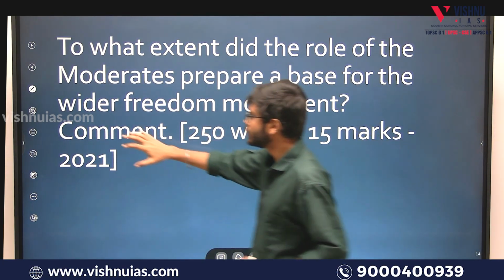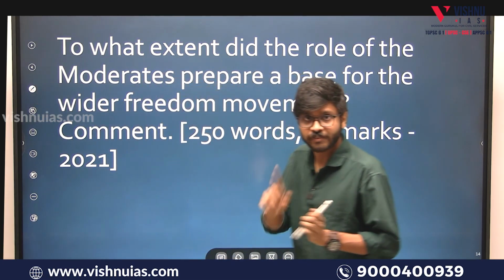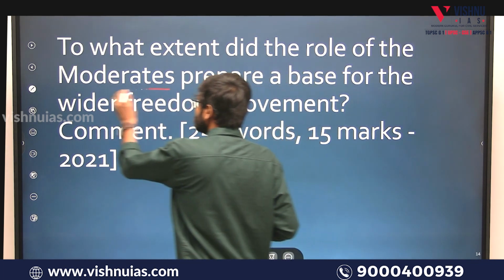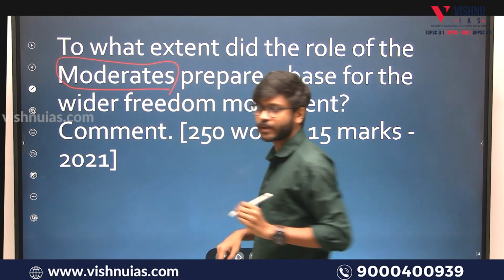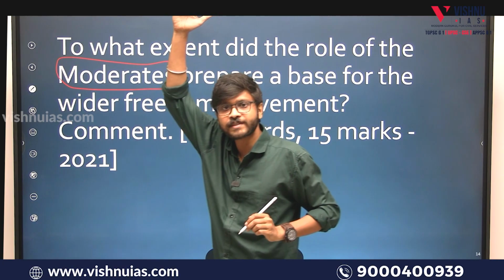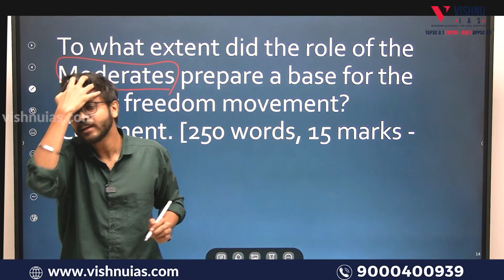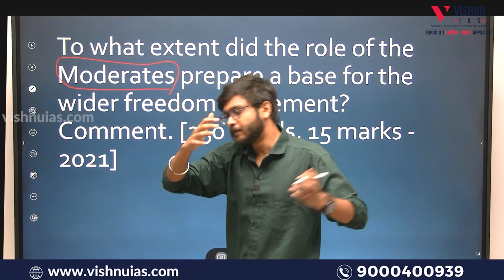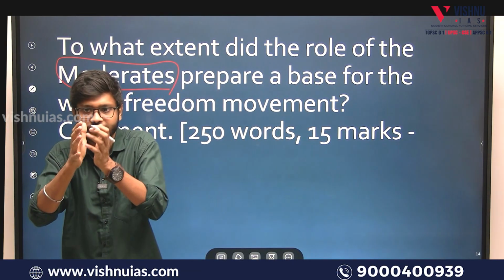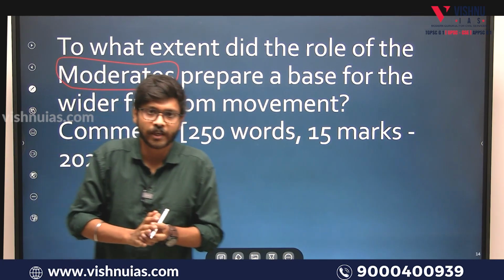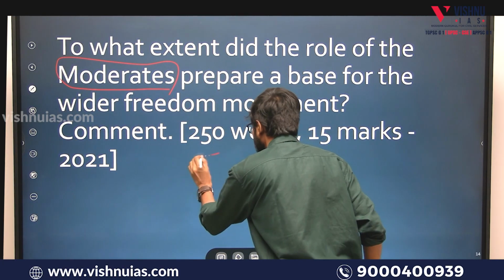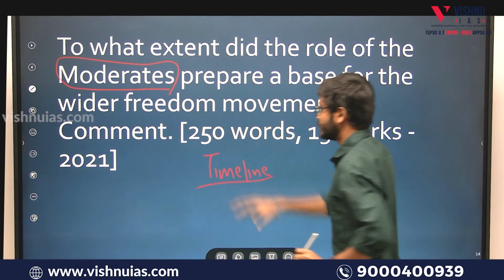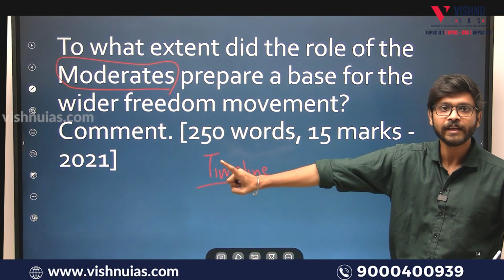So how do we analyze this question? First we have to understand what the topic is. Here you can see that it's moderates. Moderates come in the early phase of Indian nationalism, before 1905. The early Congress phase, 1885 to 1905, we call the moderate phase. Now we understand the timeline, so we clearly know where to place this question.